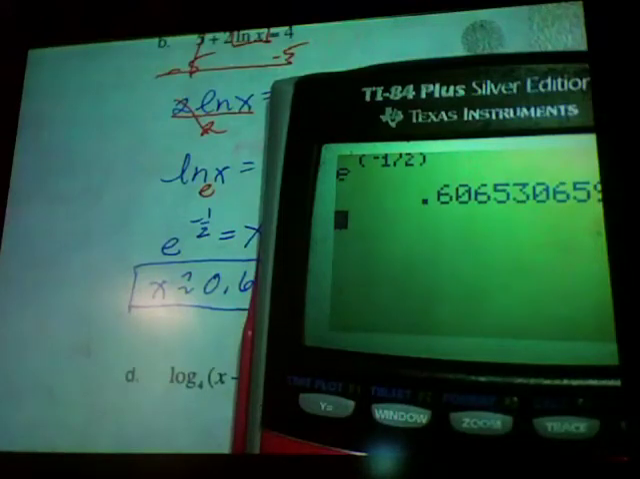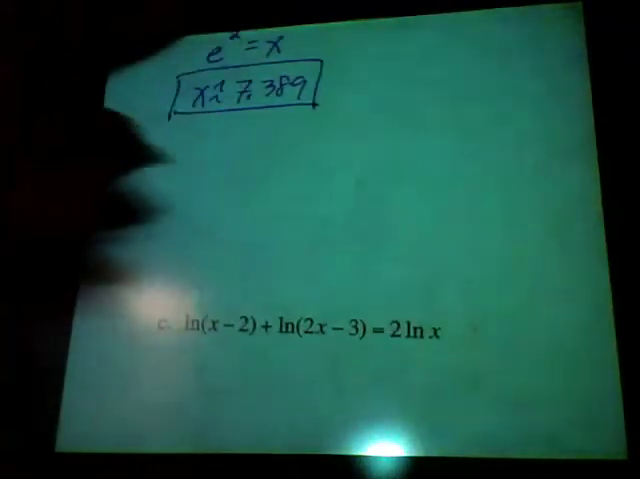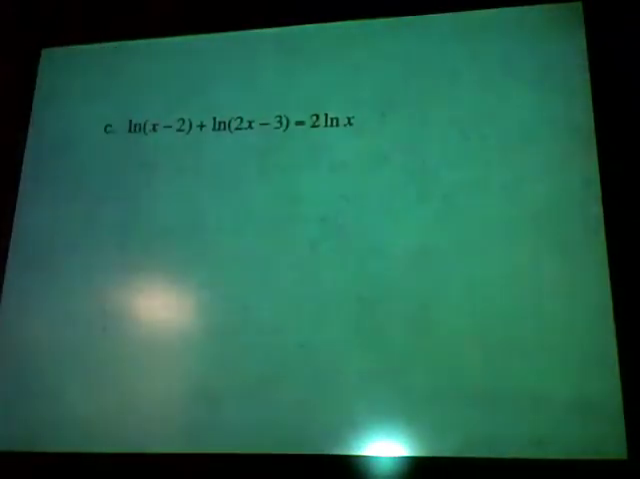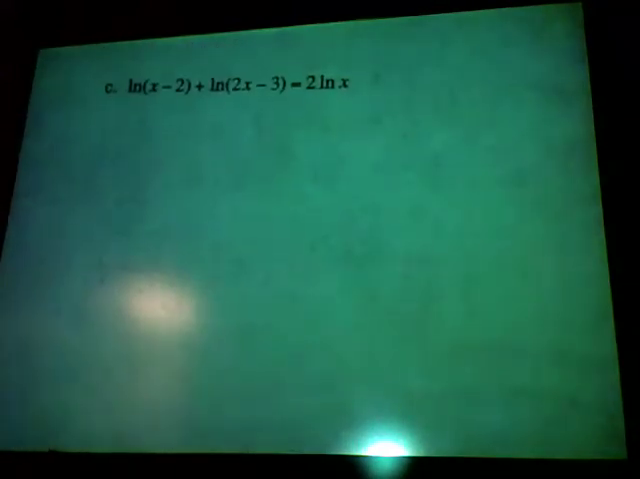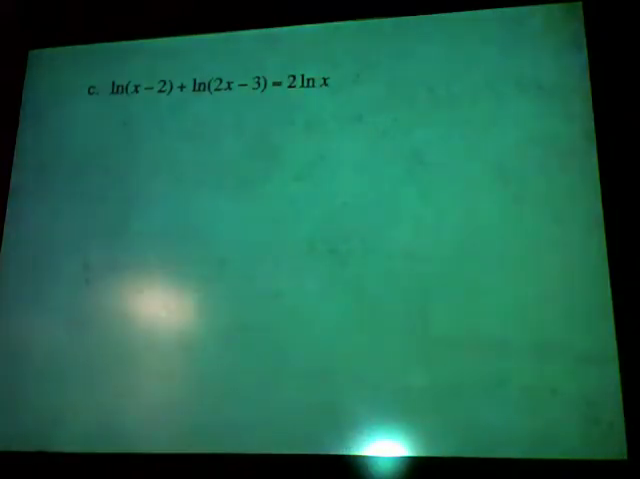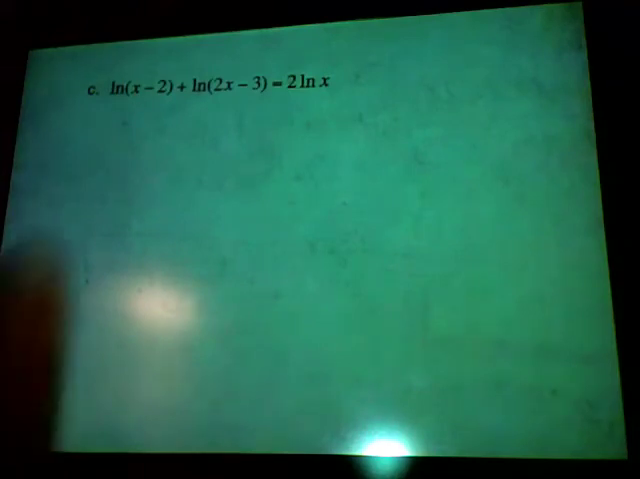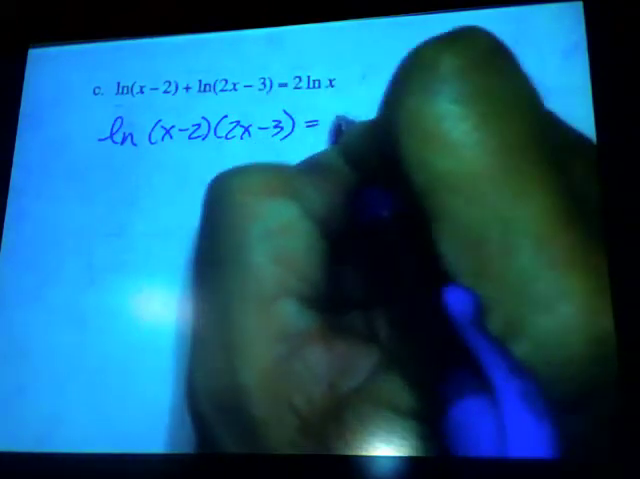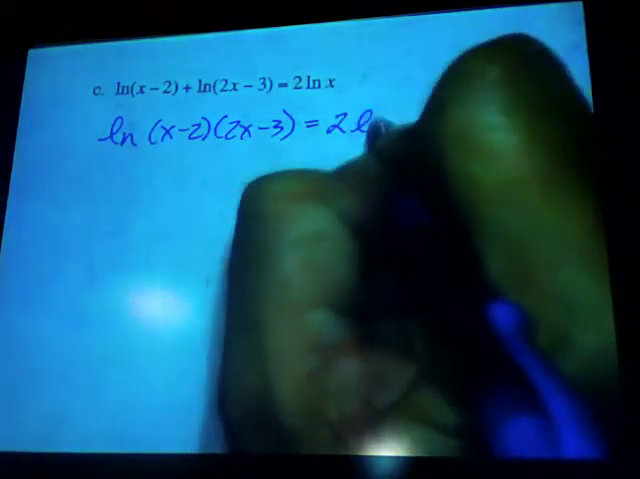All right, look at C. Ooh, gracious. Now, what else did we learn that could help us get the natural log into one log? Because if I can get the natural log on the left and the natural log on the right, if they're all of a base of e, isn't what we're taking the natural log equal to each other? How do you get this to become one log? Because of the addition, we're going to multiply it together. So we get natural log of (x minus 2) times (2x minus 3) equals 2 natural log of x.